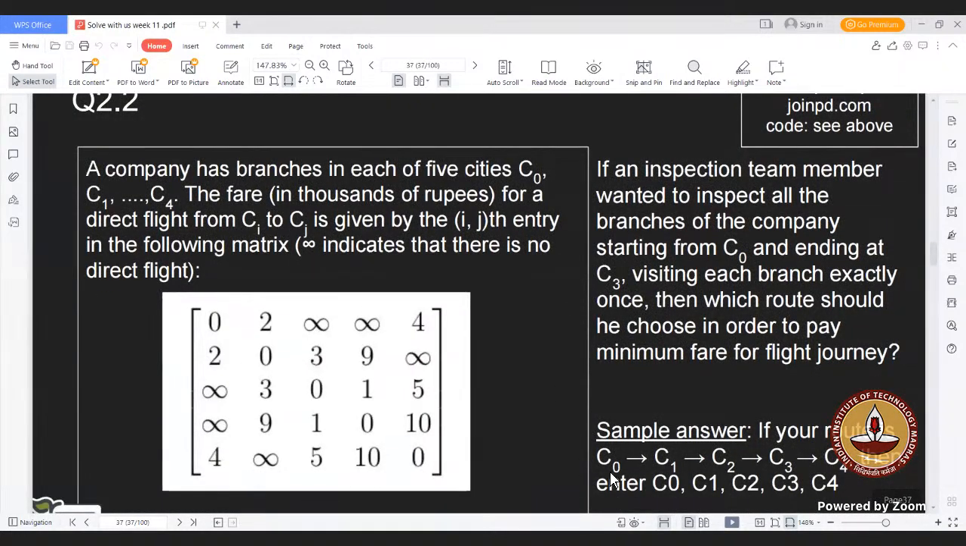So if you get an answer like this one, just post it like this on the chat box. So the graph would be the same now. I request everyone to try it. This route must be such that the total flight fare should be minimum.